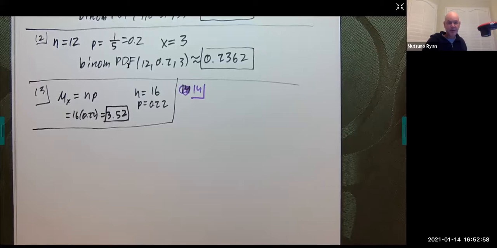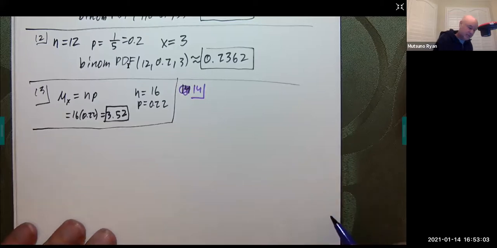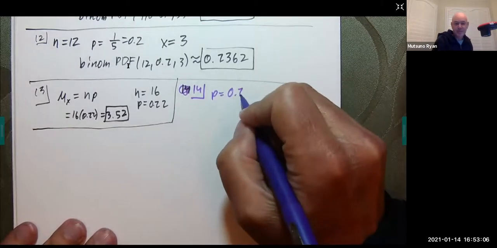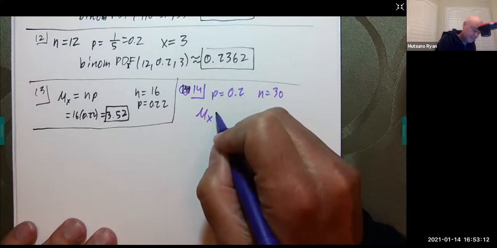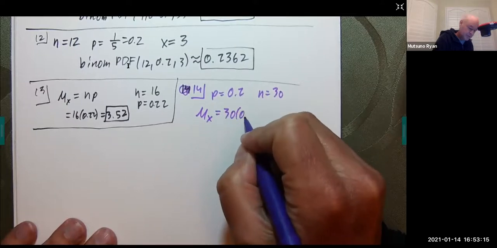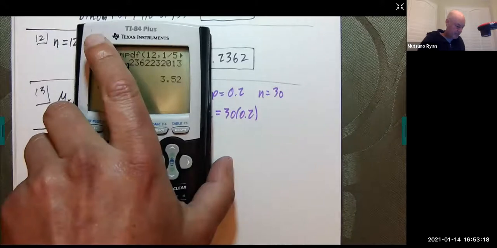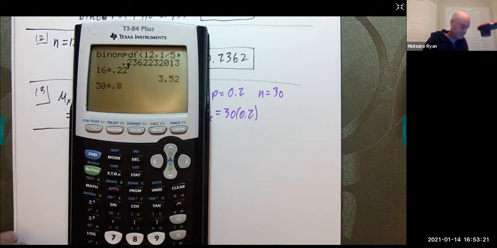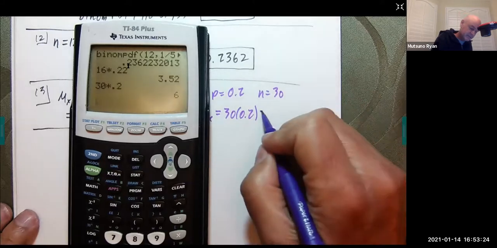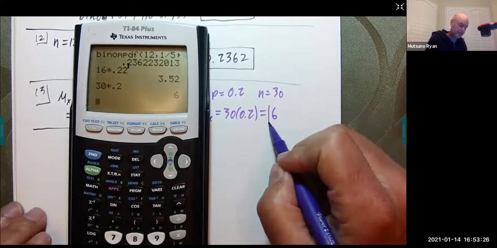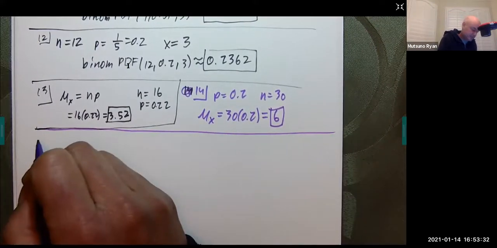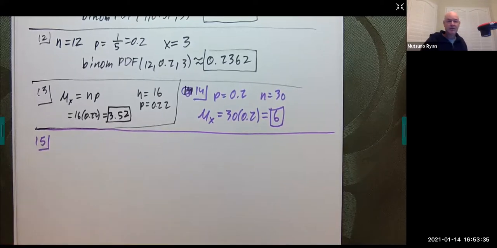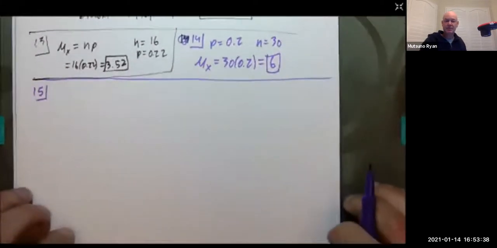All right, next up, we have the probability the person has immunity to a particular disease is 0.2. So that's going to be my p is 0.2. And in this case n is 30. So my mean is 30 times 0.2. Not too difficult. 15.